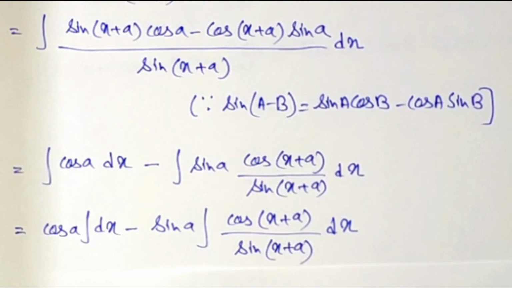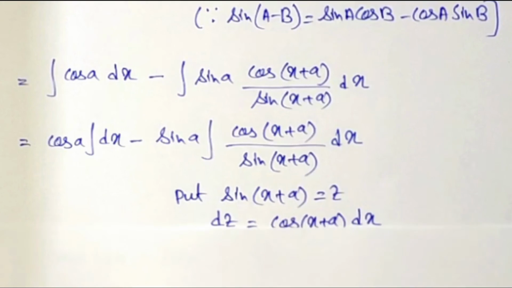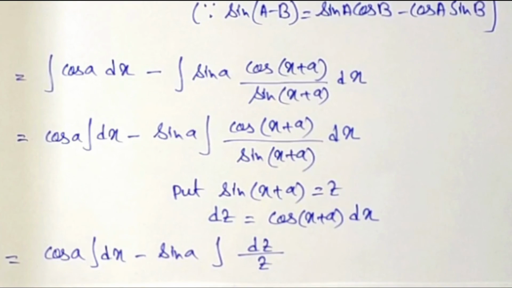As cos a and sin a are independent of x, hence in this case they are constant. So cos of a integration dx minus sin of a integration cos of x plus a by sin of x plus a. Let's put sin of x plus a equal to z for the second integral. Then we get dz equals cos of x plus a into dx. Substituting this, we get cos of a integration dx minus sin of a integration dz by z.